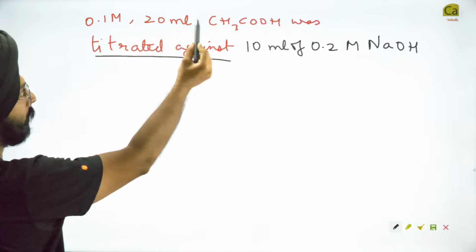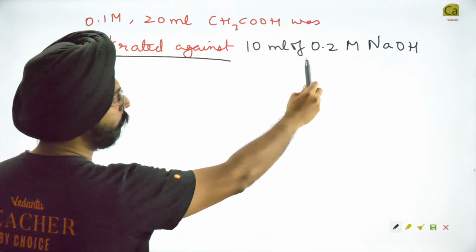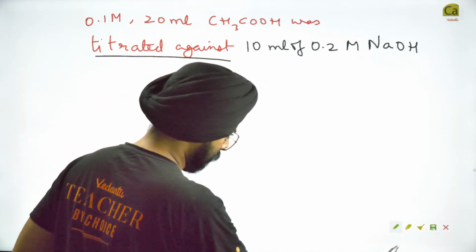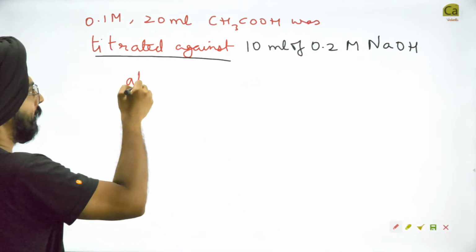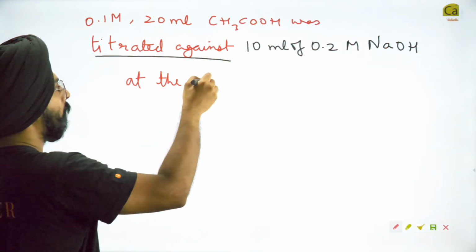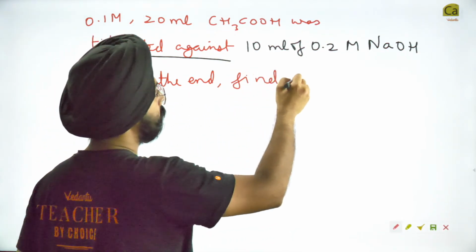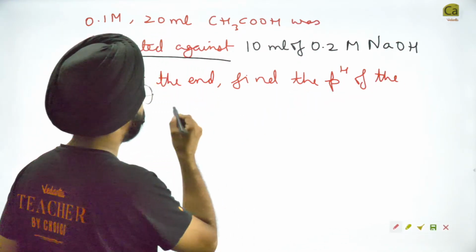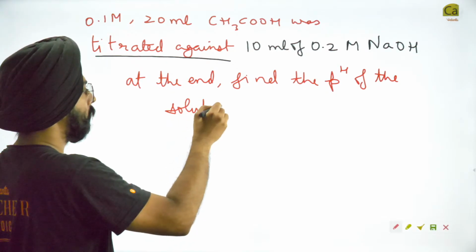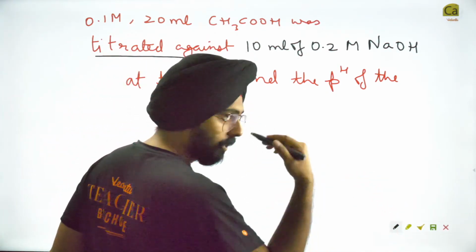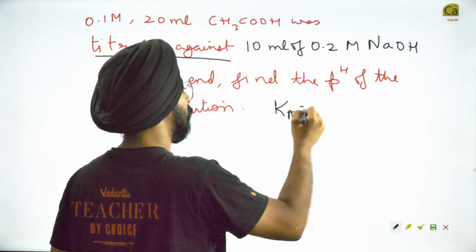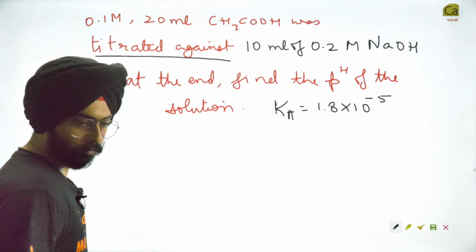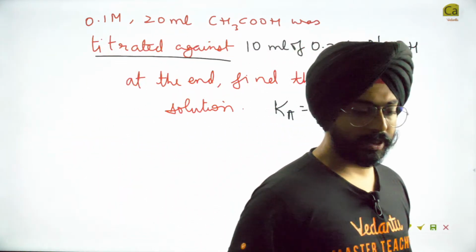So 0.1 molar 20 ml CH3COOH was titrated against 10 ml of 0.2 molar NaOH solution. At the end, find the pH of the solution. As simple as that. Okay, and once again, the information that I give you over here is that Ka is equal to 1.8 into 10 to the power minus 5. Yeah, that is the dissociation constant for CH3COOH.